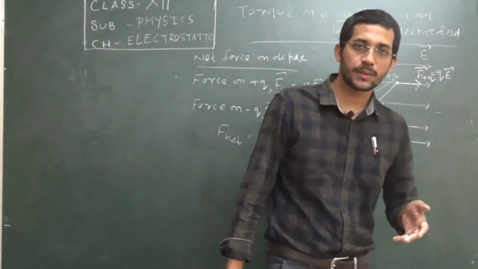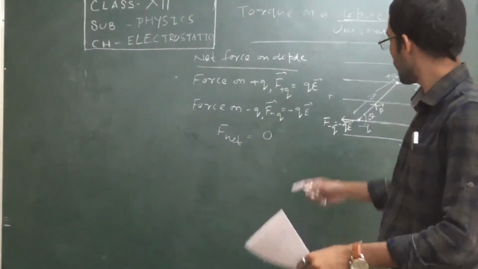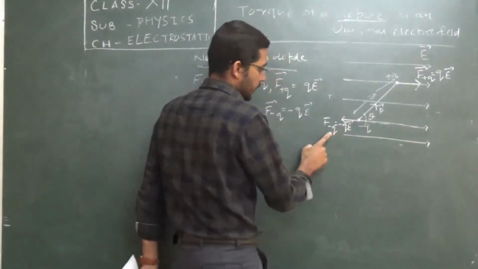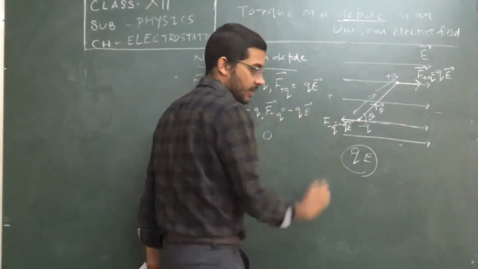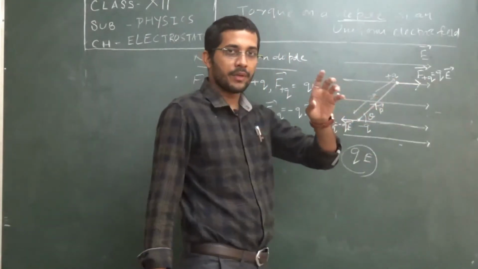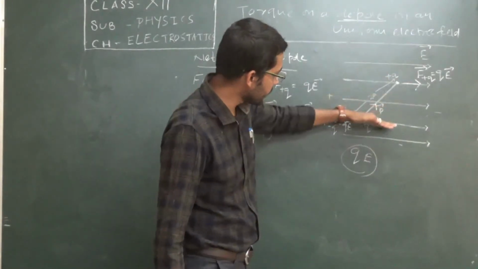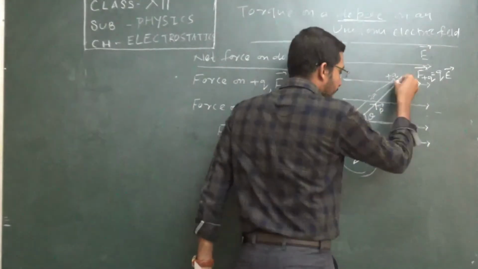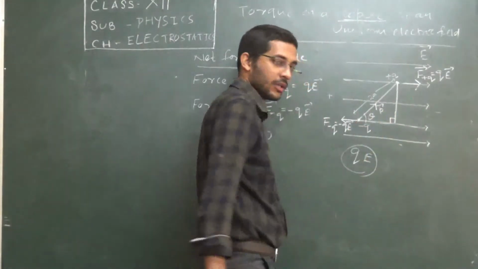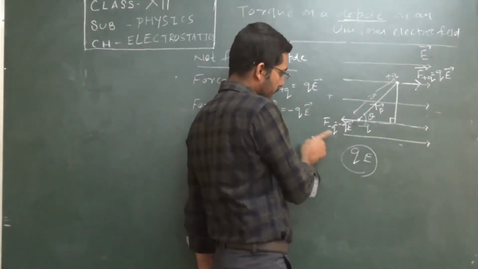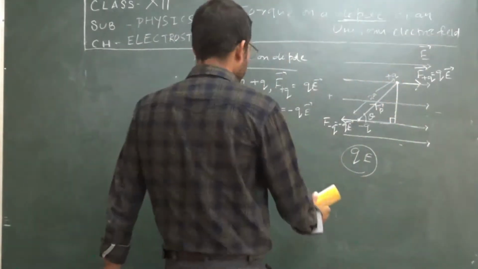If you remember the concept of torque from class 11, torque is nothing but either of the forces, because both have the same magnitude QE, so you can take this or this, it doesn't matter, multiplied by the distance between the two forces. So this is a force, this is a force. To find the minimum distance between them, we need to draw a perpendicular. So our work is to calculate this multiplied by this.